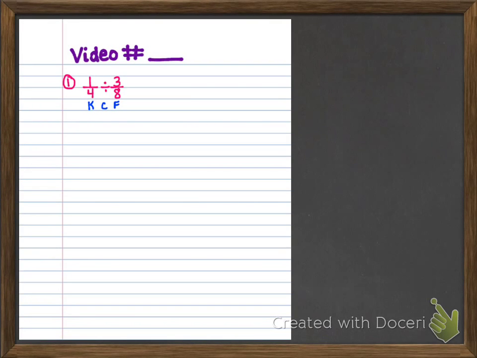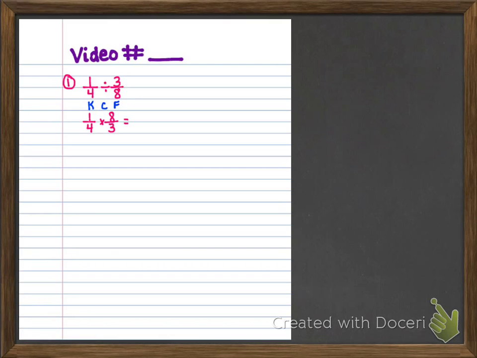Now I'm going to recopy my problem, so I'm going to keep my first fraction exactly the way I see it. I'm going to change my division sign to a multiplication sign, and then I'm going to flip my 3 over 8 so it says 8 over 3. And now we're going to go ahead and solve this guy.